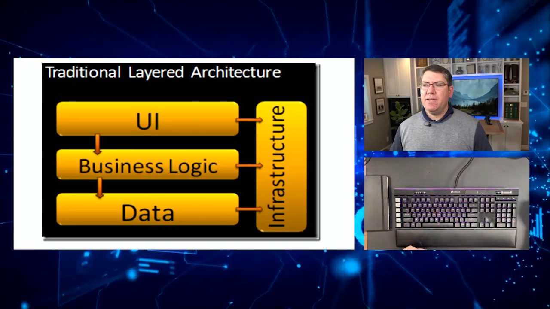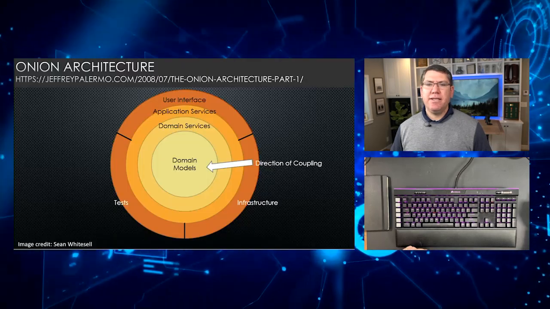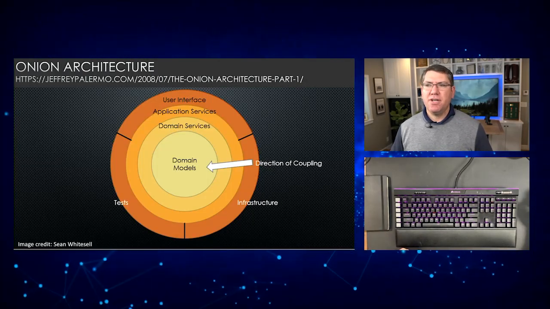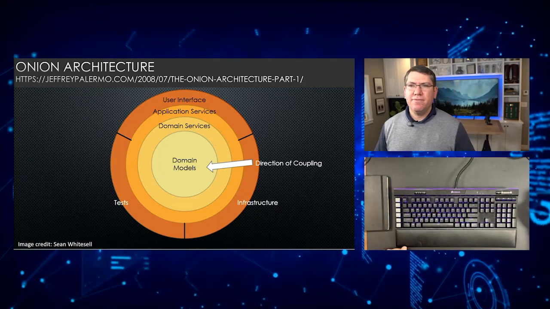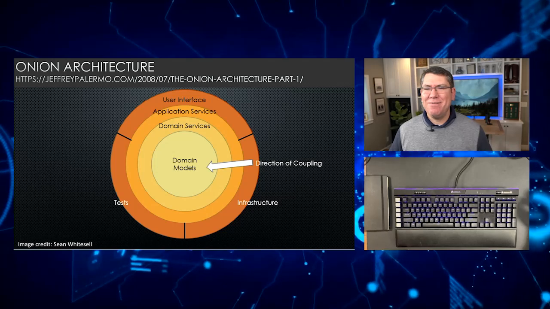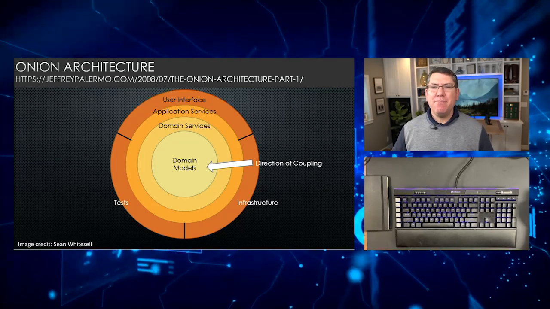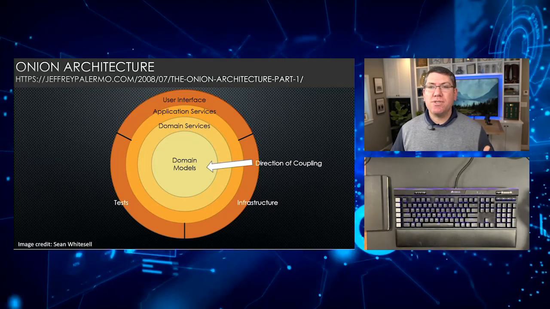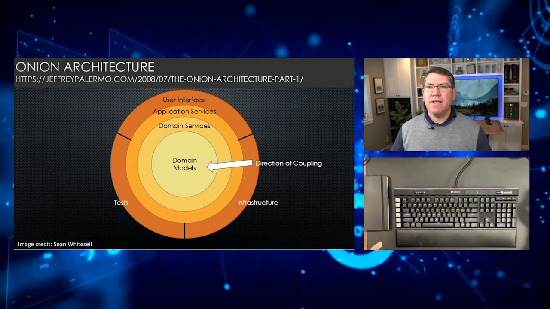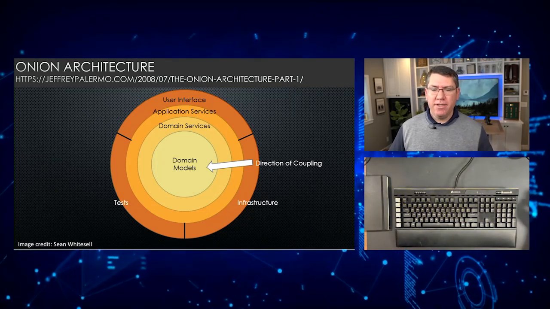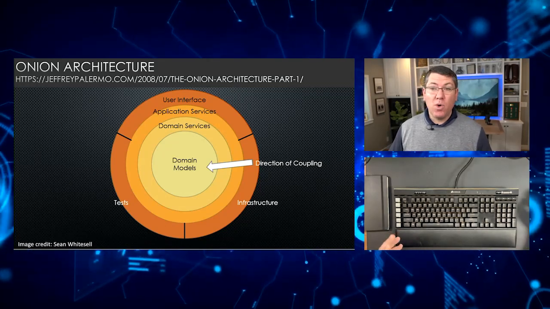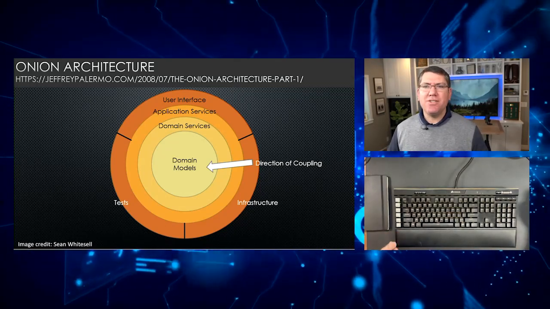Now, the next diagram depicts the onion architecture. And I have to give credit to Sean Whitesell for this beautiful diagram, much better than my original diagram that I built back in 2008. But the main premise here is that it controls coupling. The fundamental rule is that all code can depend on layers more central to it, but code cannot depend on layers further out from the core. And so in other words, all coupling is towards the center.